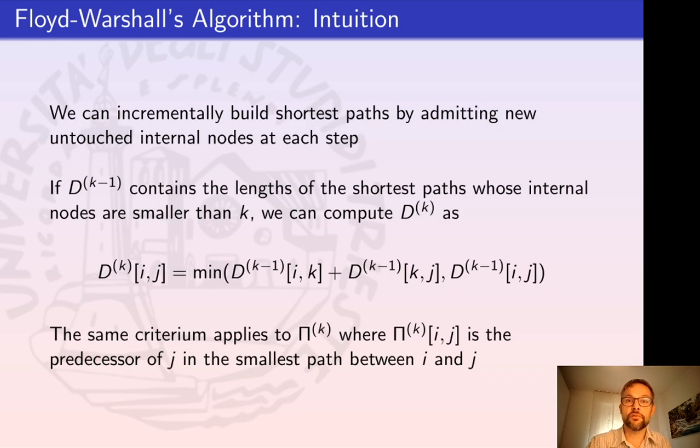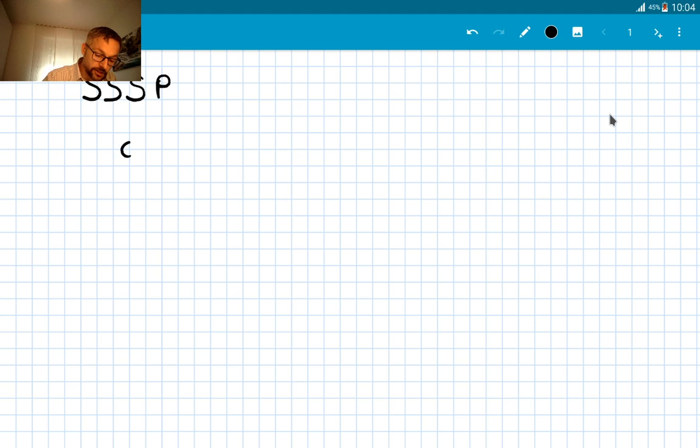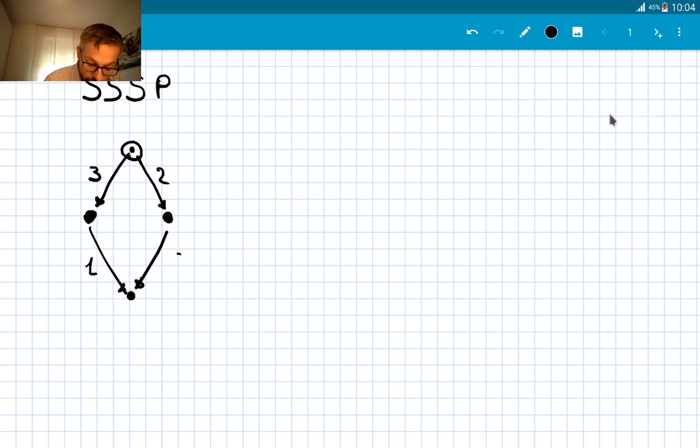Now, in the case, let me just move to my whiteboard. So in the case of the single source shortest path problem, we have a single source, which is the node from which we are moving. Then we have a graph, of course. Let me label the graph in a proper way. So let me see. So 3, 2, 1, and 6, let's say.